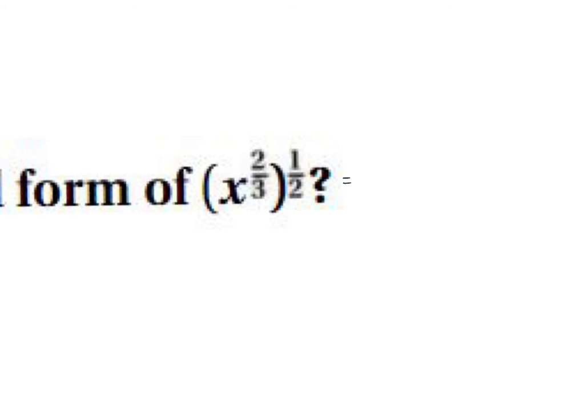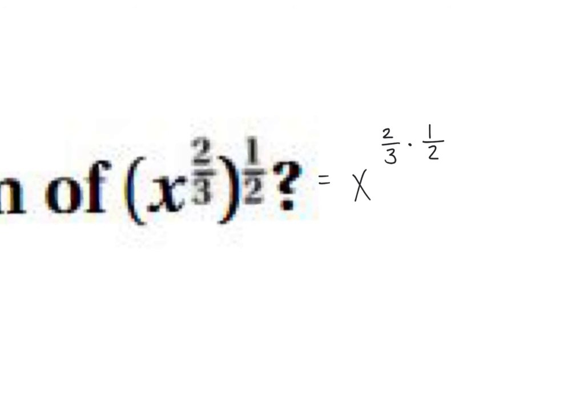What do you guys think this is? Anderson? Simplify is x to the 1/3. Very good. How'd you get that? Multiply 2 times 1/2, which gives you x to the 2/6, and then you simplify that, is x to the 1/3. Good. So what we write this as is x to the 2/3. We multiply that exponent by the exponent outside the parentheses, okay?